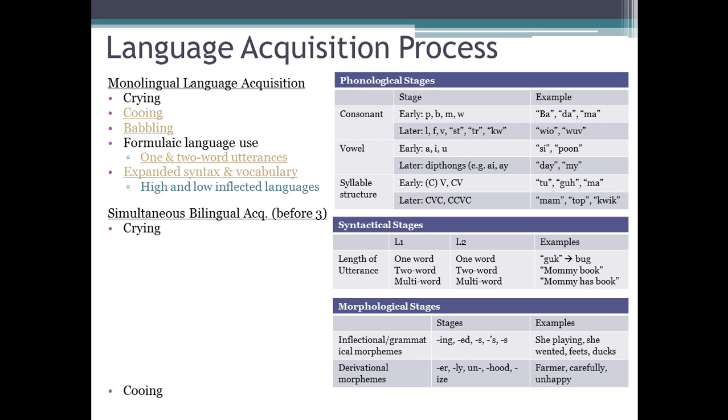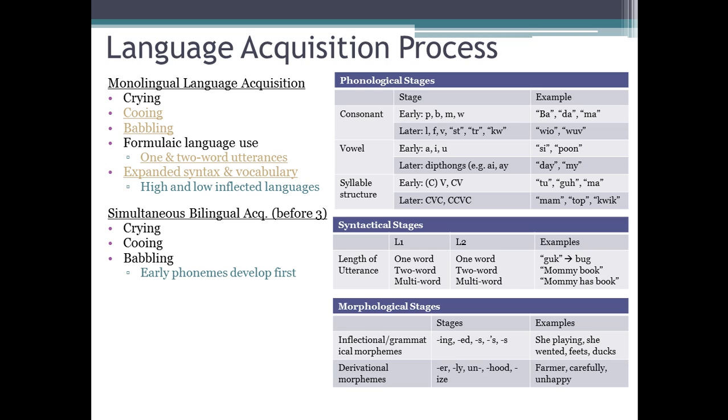We start with the crying stage. There's also the cooing stage, as well as the babbling stage. But the one thing that is a little bit different in the babbling stage is in the sound system processing in children, they're going to be exposed simultaneously to two languages, where, for example, the monolingual child would have been exposed to only one.